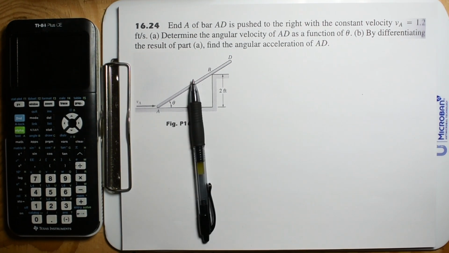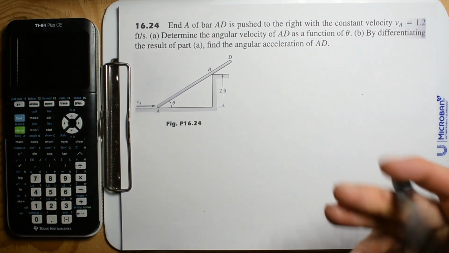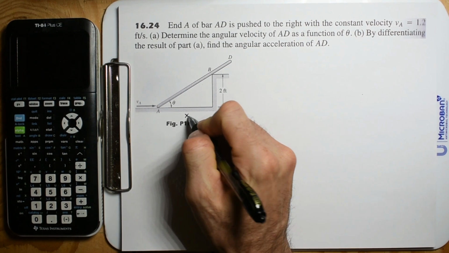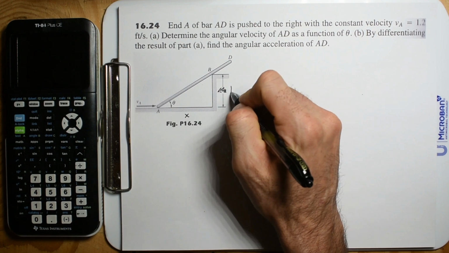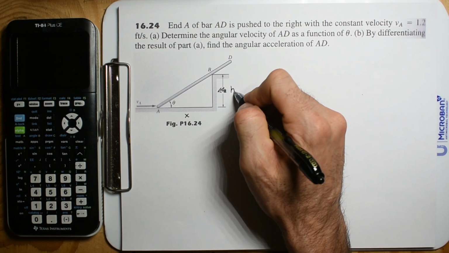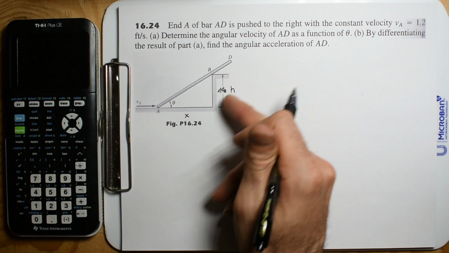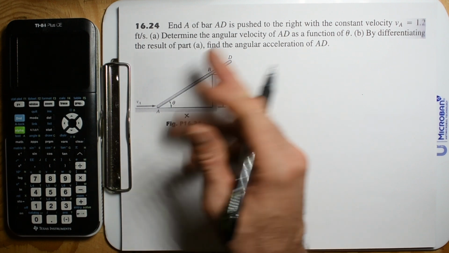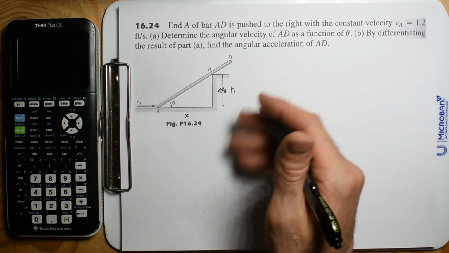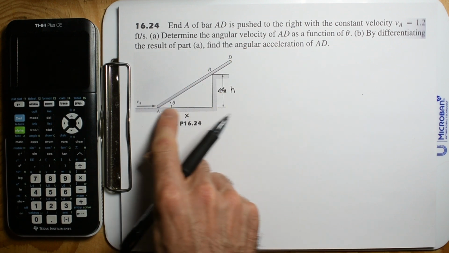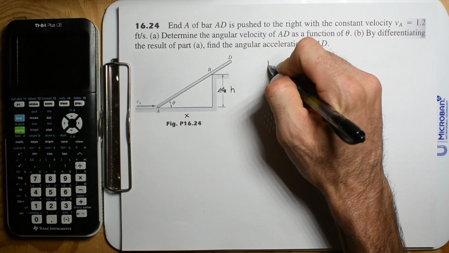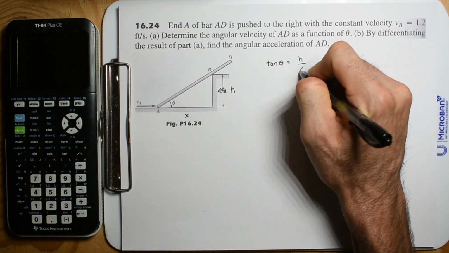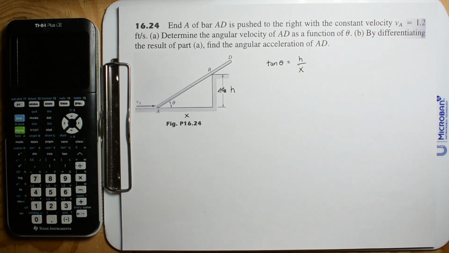Alright, so we're ready to start in on differentiation. And what we're going to do is just label this x. And then we're just going to label this h. Alright, and then we're just going to make a relationship between these two things. We don't have to involve the hypotenuse, because it's not specified. This is the length that's changing. So we're just going to go tangent theta is equal to h divided by x.